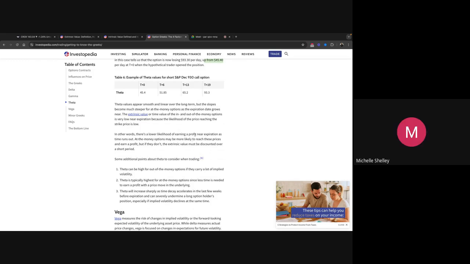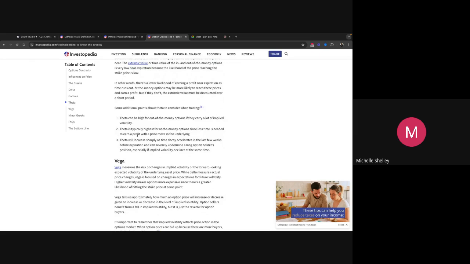I think when we were looking at point number 2, where it was saying it's the highest for the at the money options, is it because you have minimized risk when you already know it's kind of at profit? Yep. Okay. Exactly. That's how I would look at it.